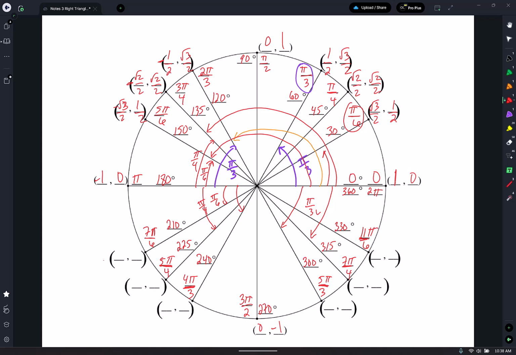Okay, there it is. I'm going to go to the 210, or the 7 pi over 6. Just reflect it again, and they're both negative. The x is a negative square root of 3 over 2, negative 1/2. At 225 degrees, negative square root of 2 over 2, negative square root of 2 over 2. At 240 degrees, negative 1/2, negative square root of 3 over 2.